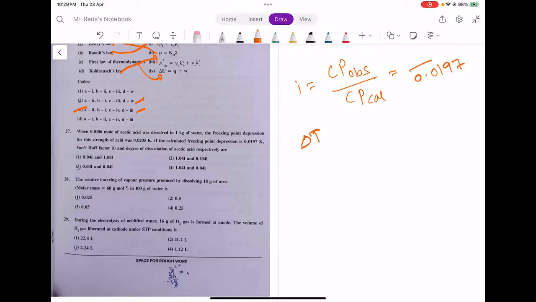Delta TF is equal to KF into molality. KF was given here for 1 kg of water. Students, you have to remember the KF and KB values. It is almost 1.86, so 1.86 into molality gives 0.0106.